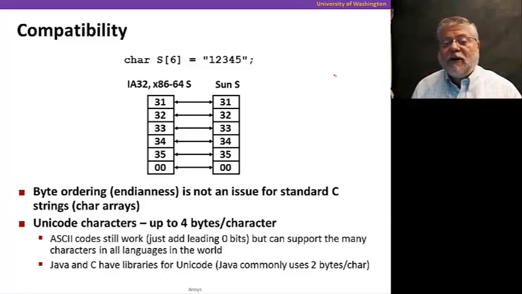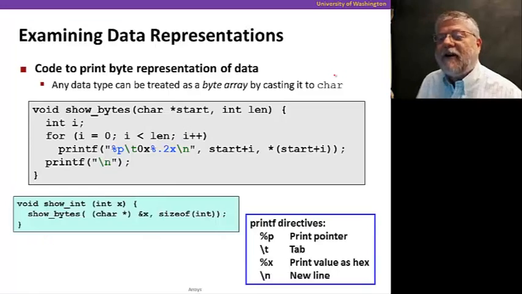Now, later on we'll learn about Unicode characters that have more bytes per character. Unicode is a newer standard than ASCII that allows us to represent all the character sets around the world, and we needed a lot more codes to do that for all the different alphabets that exist. So they can reach up to 4 bytes per character, and Java as well as C have libraries for Unicode, but Java commonly uses 2 bytes per character. That's sort of its default. So we'll see later the complexities of this, but for now strings are 1 byte per character.